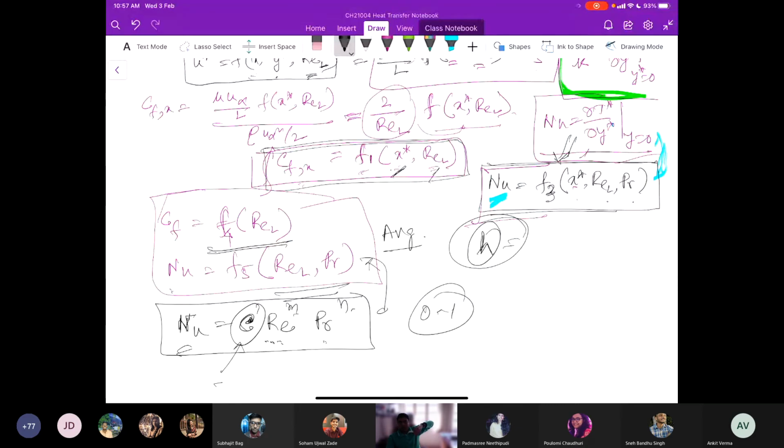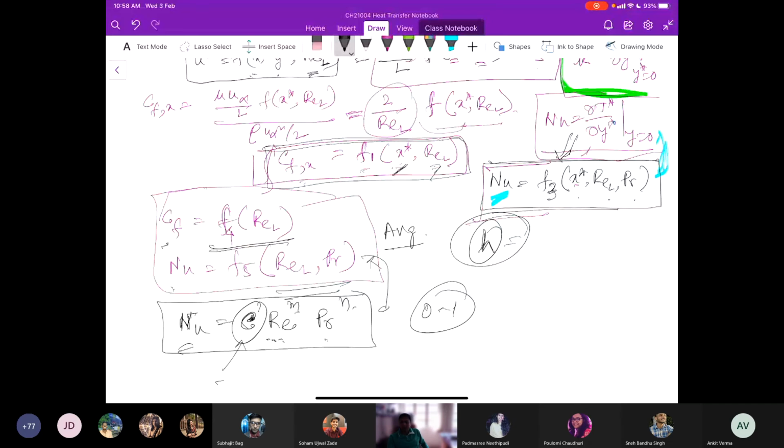Okay, I will stop here. Tomorrow, I will state the analogy between momentum and heat transfer. That means our objective in convection analysis, particularly in forced convection, is to find H. Or in other words, what is the relation between the friction coefficient and the heat transfer coefficient?